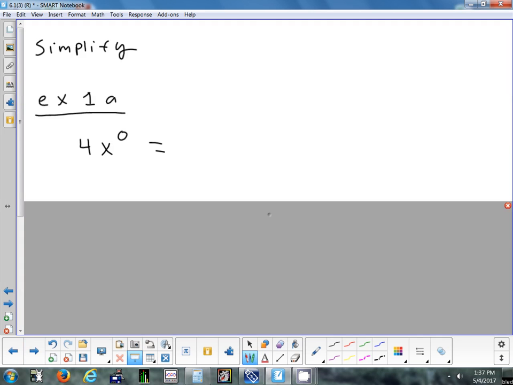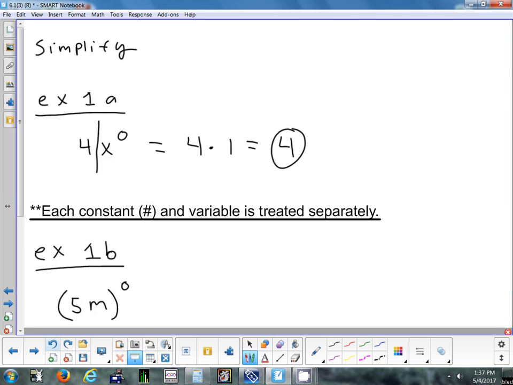Can I do anything to simplify the number 4? No, so it's 4 to the -5. What about x to the 0? What did we just say anything to the 0 power is? 1. So x to the 0 turns into 1. Now, what's 4 times 1? 4. That's the answer. So 4 times x to the 0 is 4. Why did the x disappear? Because anything to the 0 power, this whole thing turns into a 1.